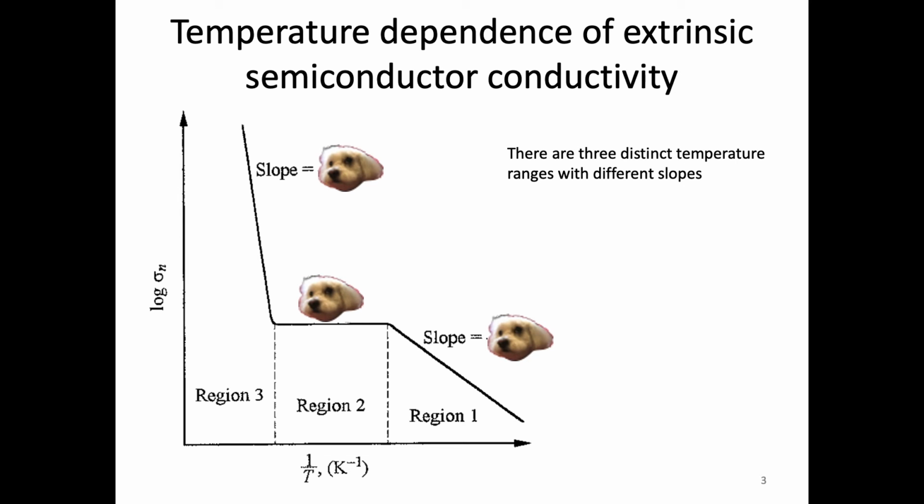All right, so let's start with extrinsic semiconductors. So this is something we talked about last time, and particularly what I want to focus on today is the temperature dependence of these extrinsic semiconductors. And so here we've got a plot of the log of conductivity versus 1 over T. So it kind of looks like an Arrhenius plot. But what we see with this extrinsic semiconductor is 3 different regions: region 1, region 2, and region 3.